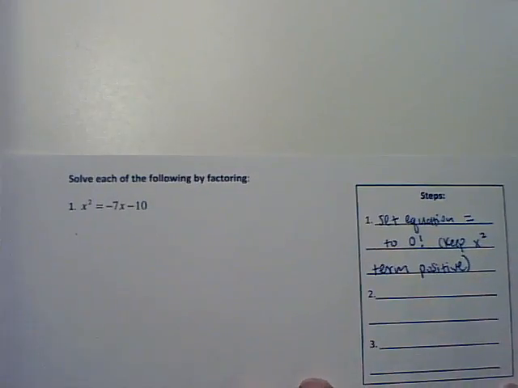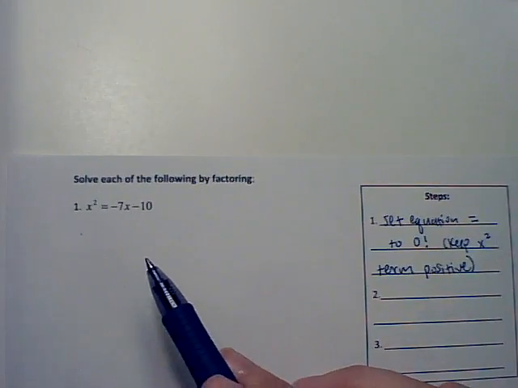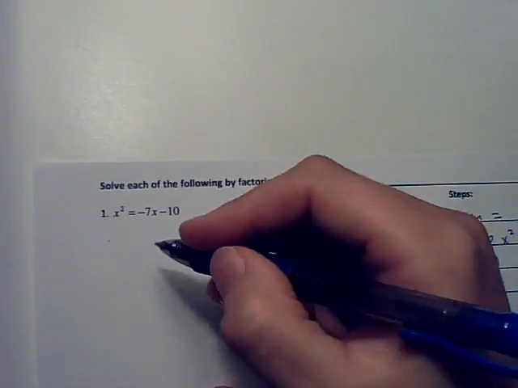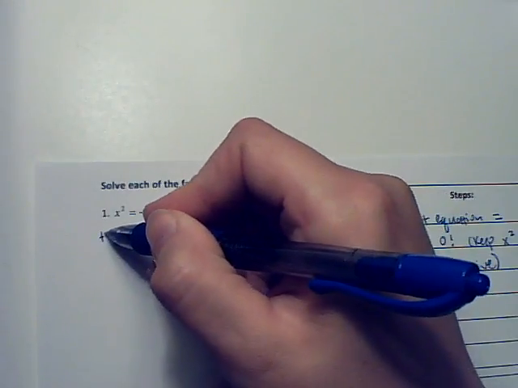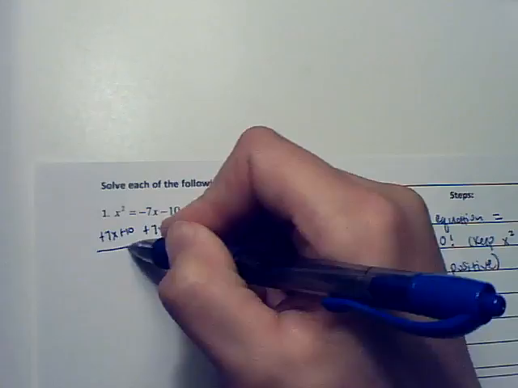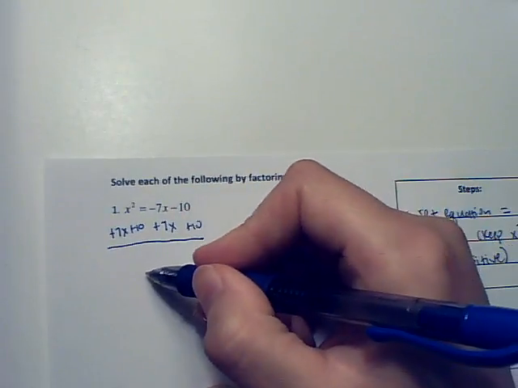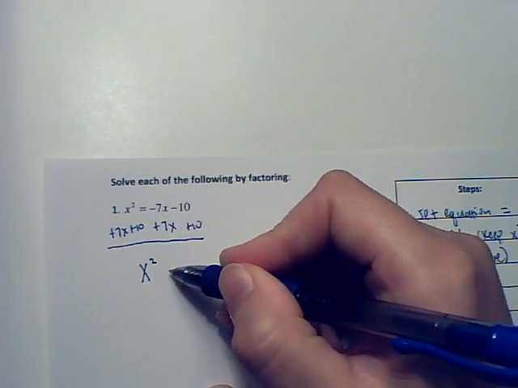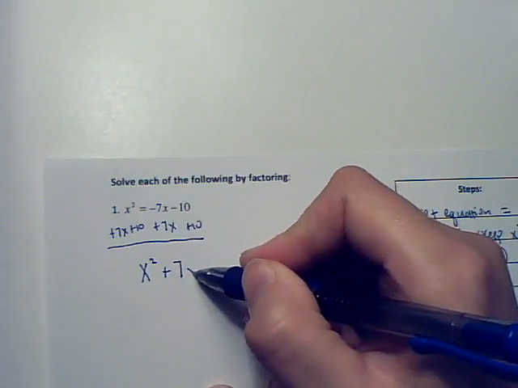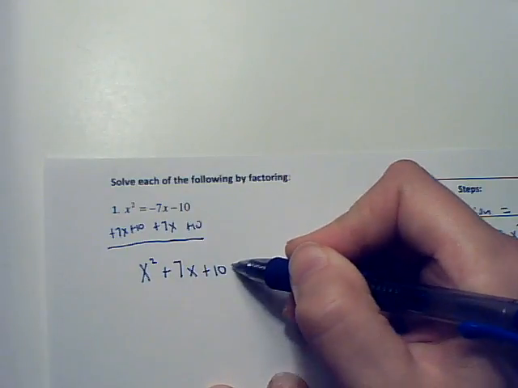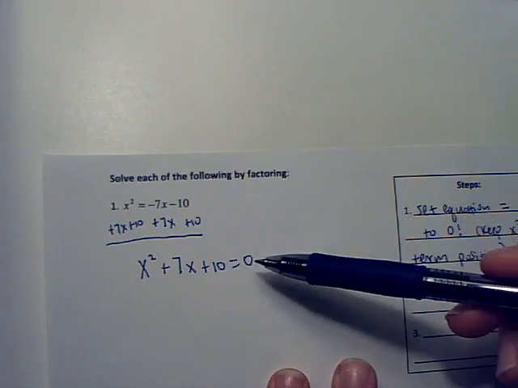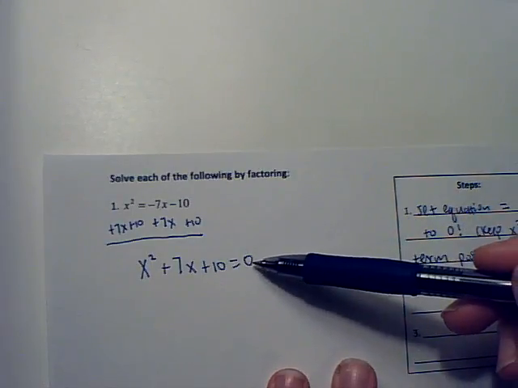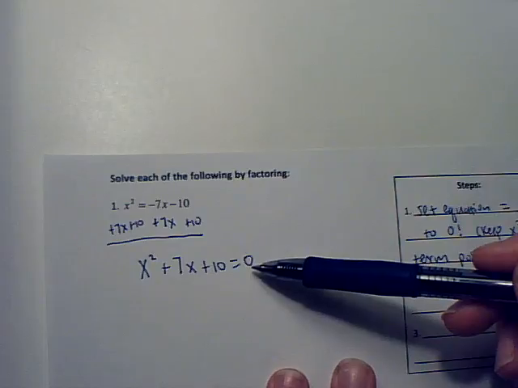So when we look at this, we've got x squared equals negative 7x minus 10. The suggestion would be to add 7x and 10 on each side to keep the x squared positive. So we've got x squared plus 7x plus 10 now equals 0. Some problems will already be set up this way, but if it's not, again, set it equal to 0. It's the very first step.